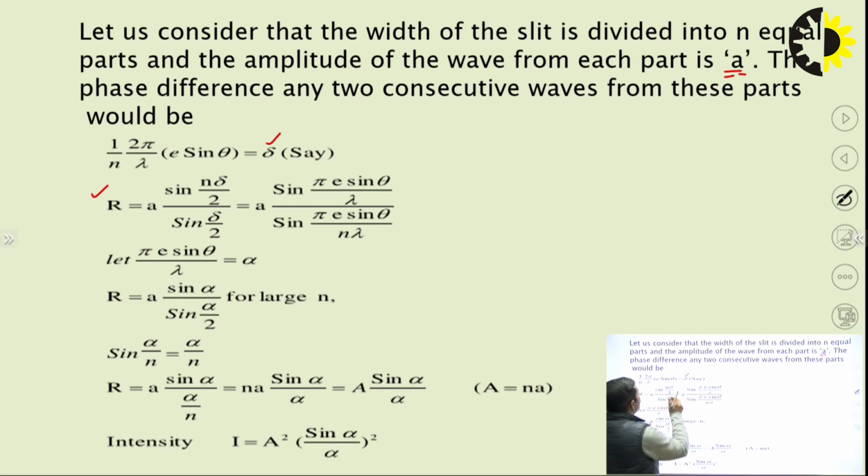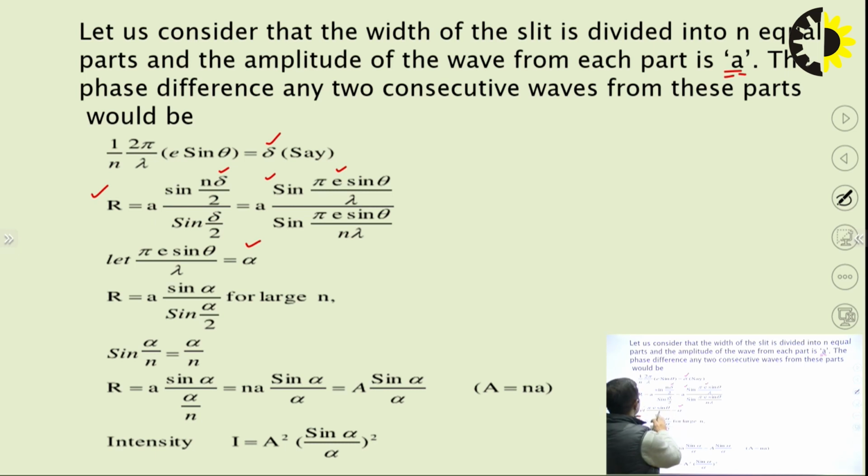Now in our case, in case of single slit, what is delta? Delta is 2 pi by lambda e sin theta divided by n. If we put this value of delta in this equation, then we have sin of n pi e sin theta by lambda, divided by sin of pi e sin theta by n lambda. If we put pi e sin theta by lambda equal to alpha, we can simplify this expression in terms of alpha.